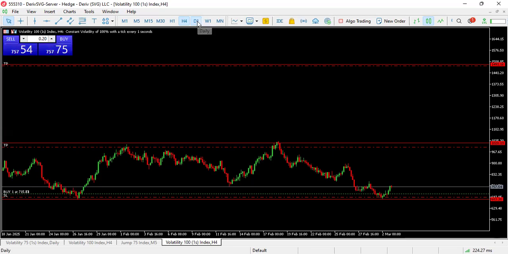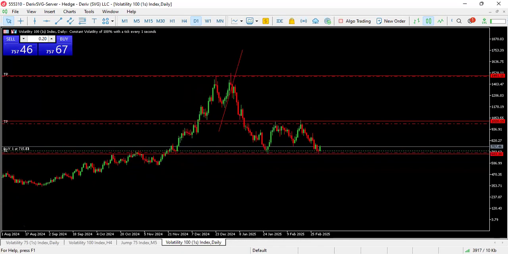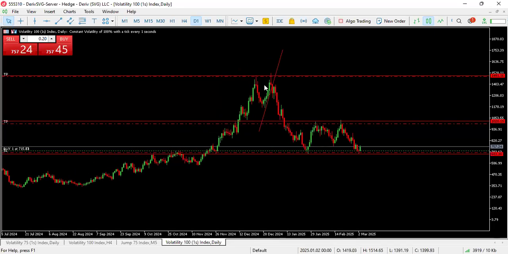Because if you look at the market in a daily time frame, look at it on a daily time frame. The daily time frame shows that this market was in a downtrend, was coming down, right? But at that point, it got tired. It went up, it did an M, and then came back to test this zone.